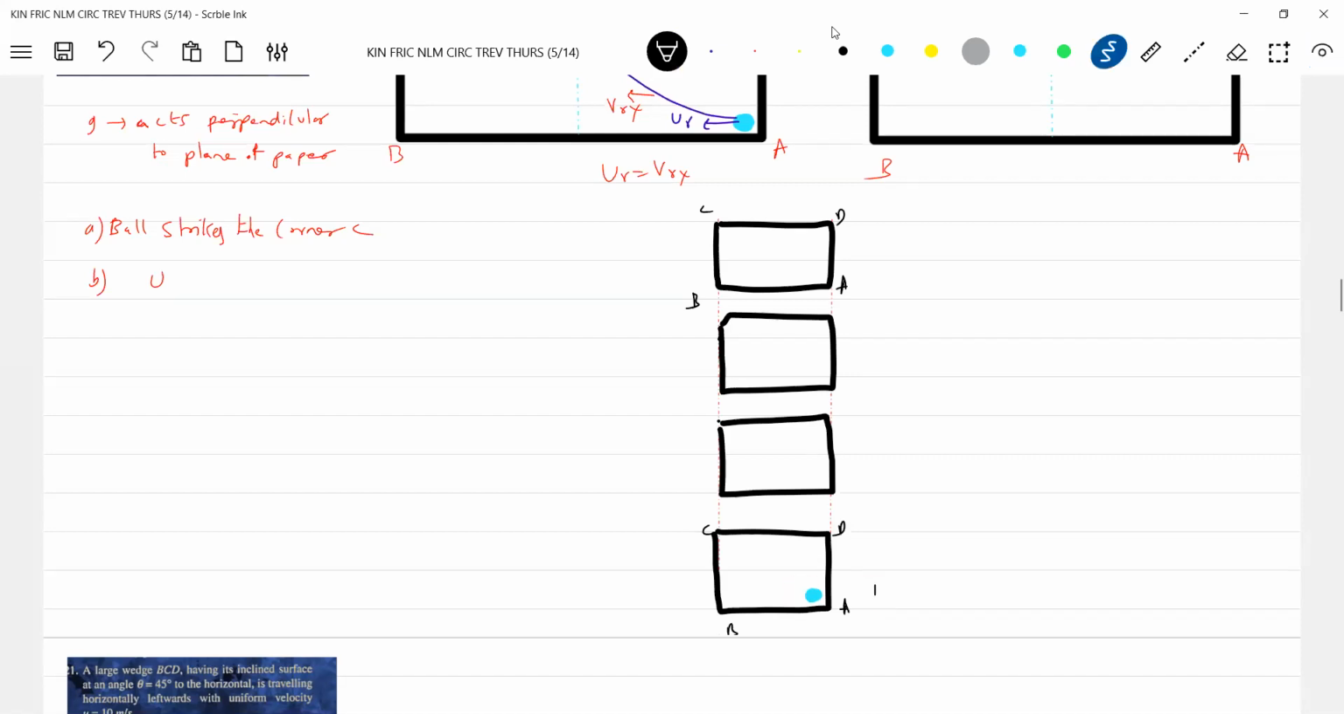At t equals 0, this is the situation. After some time t, what is it? We have this condition. How will the motion of the ball be? What is the effect of acceleration here?